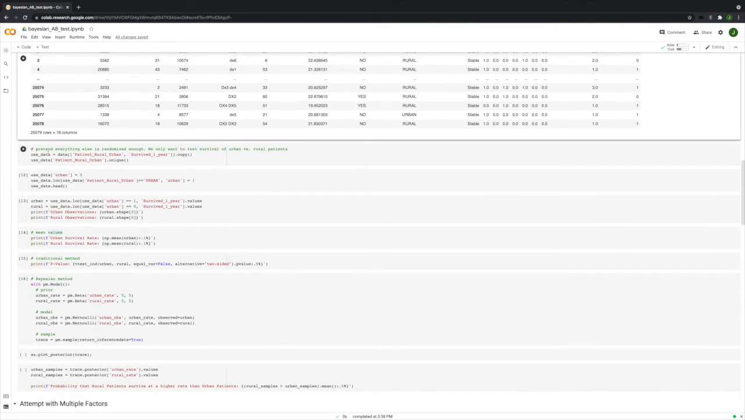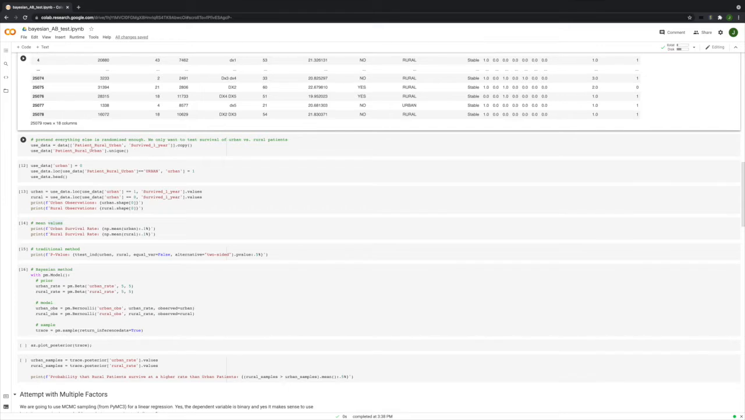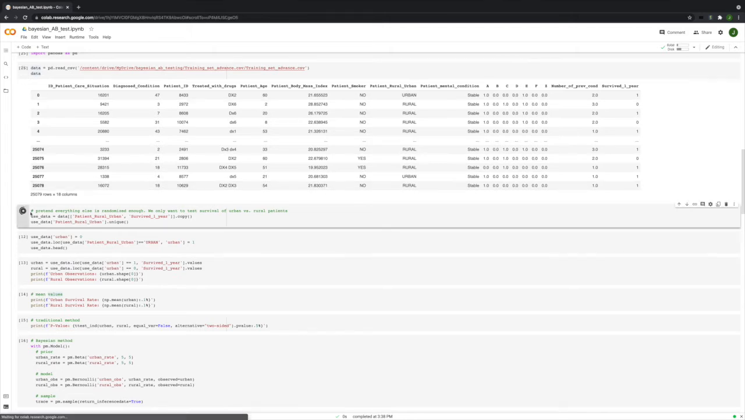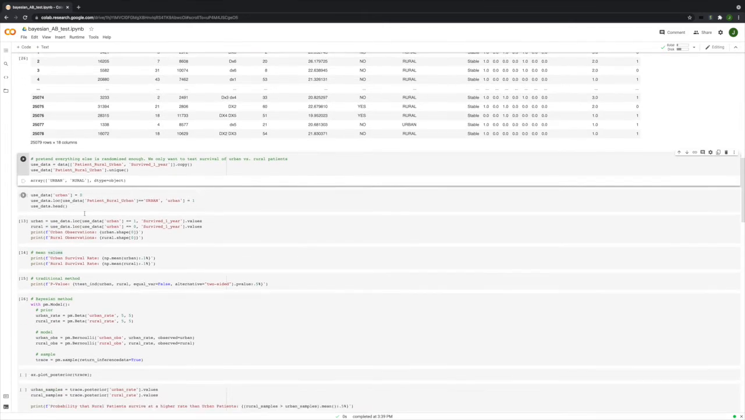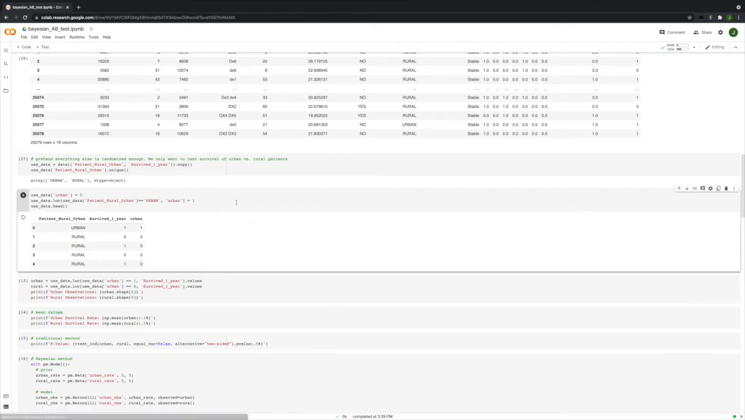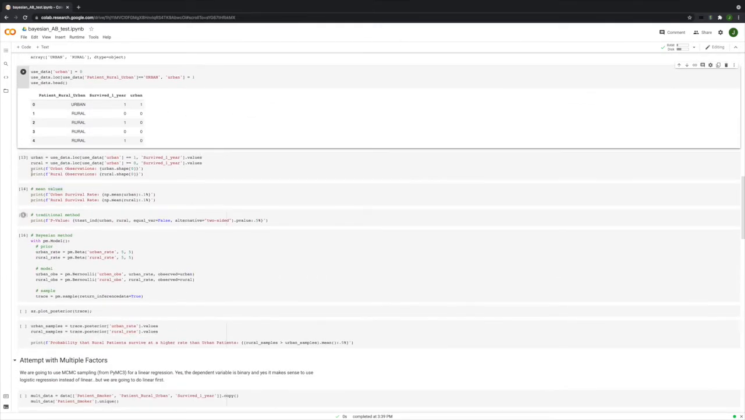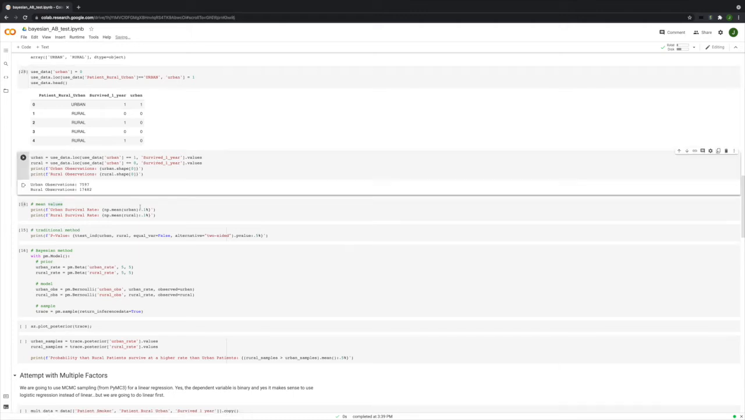So we're going to pull out those two columns that we care about, and we're just going to have to make sure that the rural and urban column is pretty clean. And it is, so we'll just move on. We're going to change it to a binary column, ones and zeros, 1 for urban, 0 for rural. We'll pull the urban and rural observations out and see what we've got. There's about 7,600 urban patients and over 17,000 rural patients.